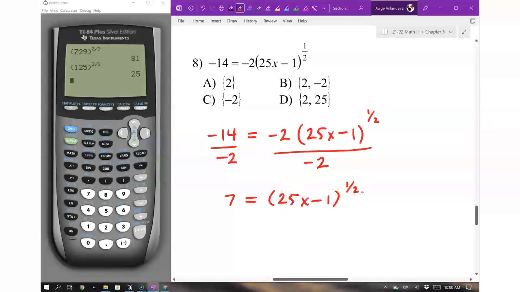Now we're in business because now we have the variable that's stuck inside this parenthesis that's being raised to a 1/2. I want to get rid of that 1/2. So I get to multiply again, right? I'm going to raise it to the reciprocal of 1/2, which is 2 over 1, right? So 2 over 1 will go there. So 7 to the 2 over 1 is 49. Okay? And what's left on the inside is just a 25x minus 1.